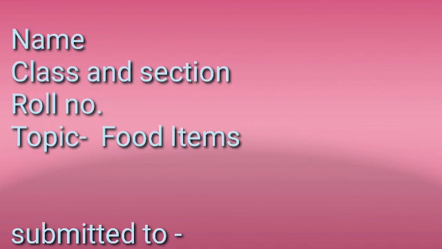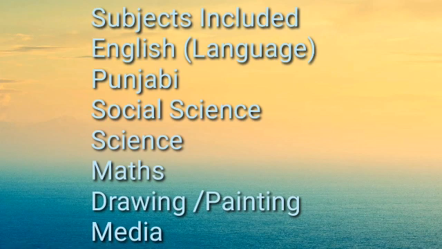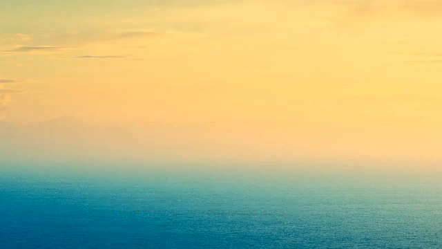And for this whole project you will use colorful or any kind of assignment sheets, and on the very first page you will write down all these details: your name, class and section, roll number, topic name, and submitted to, that means your teacher name. And in this project these all subjects are included: English, Punjabi, social science, science, maths, drawing and media. You will correlate all these subjects with the same topic, that is food items.